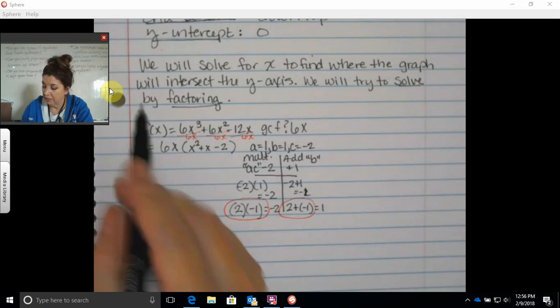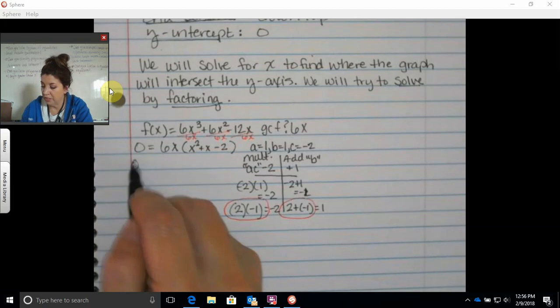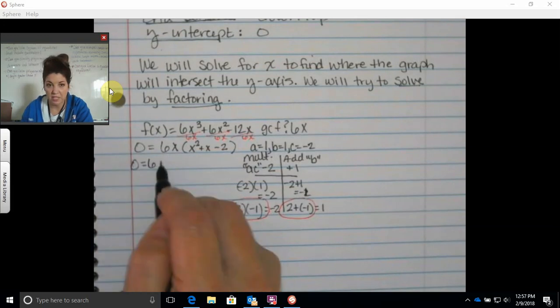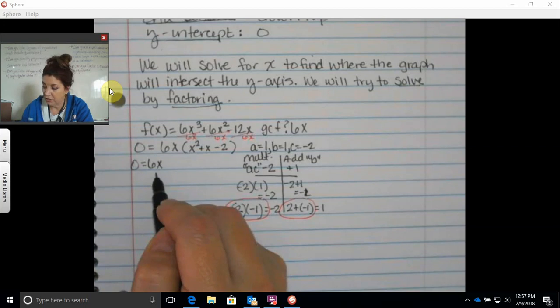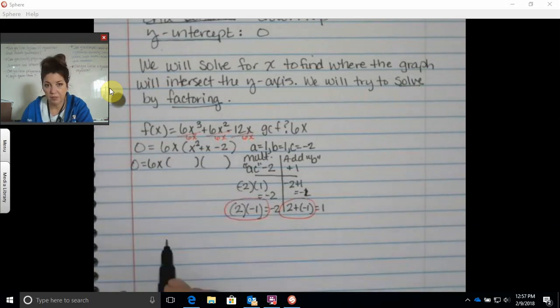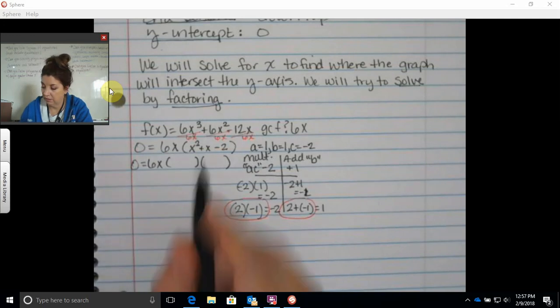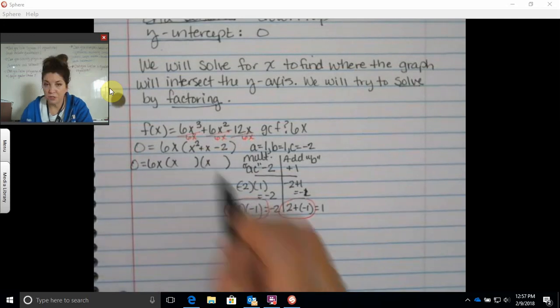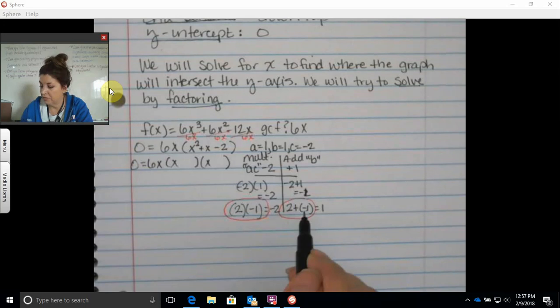So come back up here. Remember, we have 0 equals. Don't forget your GCF, 6x. Make 2 sets of parentheses. What's going to be the first term in each set? X. And then we look at our T-chart to find the second term. We have a positive 2 and a negative 1.